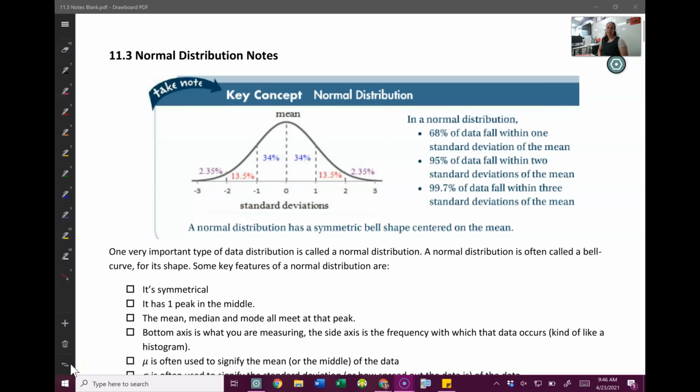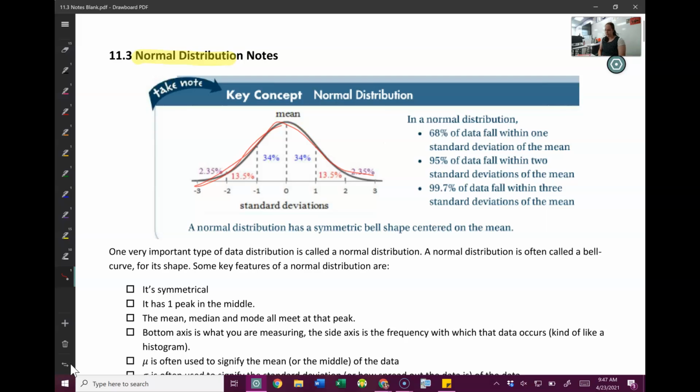Welcome to lesson 11.3. In this lesson, we're going to build on something we introduced in 11.2 a little more. In 11.2, we briefly talked about the bell-shaped curve, also called the normal curve or the normal distribution. A normal distribution is any time your data has this bell shape. And a lot of data tends to have this shape.